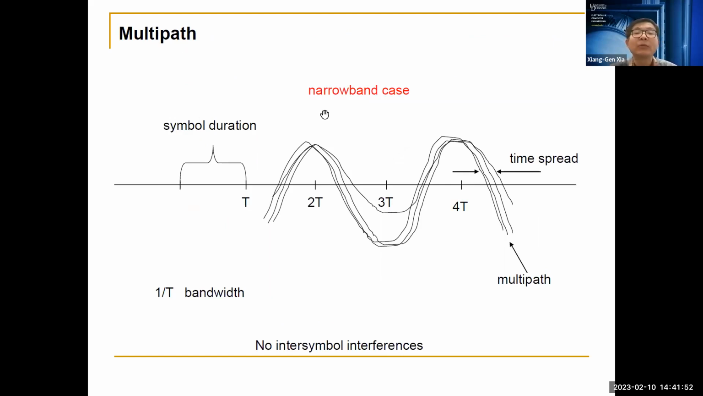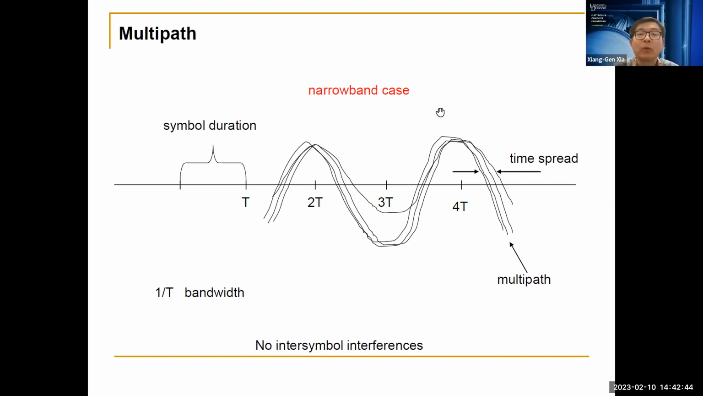When the bandwidth is narrow enough, capital T is the time duration to transmit a symbol, called the symbol duration, and one over capital T is basically the bandwidth. When the bandwidth is narrow, in other words when one over T is small or capital T is large, all the multipaths compared to capital T will be clustered, and you don't have much intersymbol interference. For example, these two symbols may not interfere severely. So in the narrowband case, you don't have severe intersymbol interference.